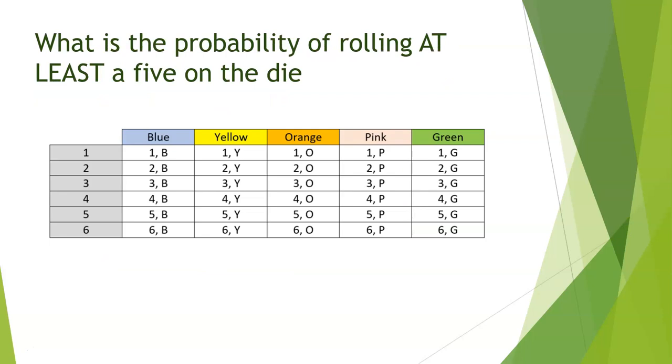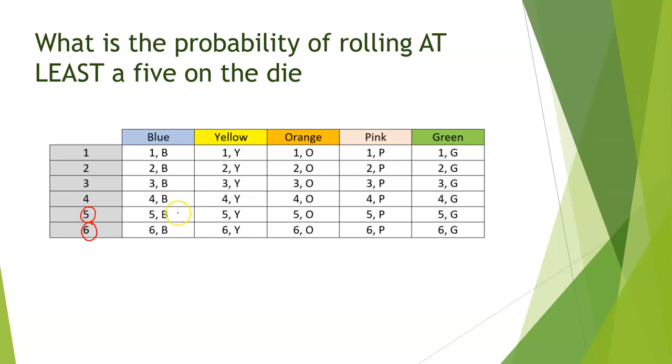Now let's look at this problem. What is the probability of rolling at least a 5 on the die? At least a 5. Now at least means that I must get a 5 or more on the die, which means that I must get a 5 or a 6. At least 5 means I must include 5 and then everything above it.